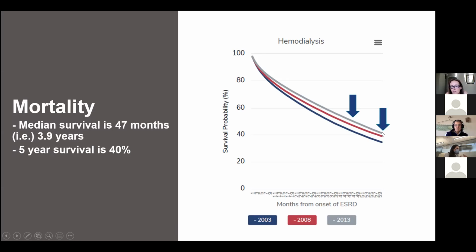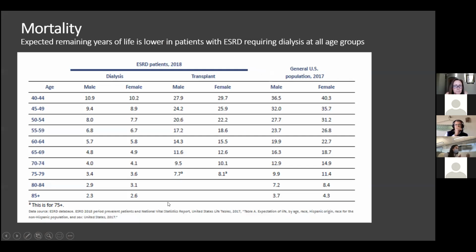And the 5-year survival is 40%. So it begs the question. And so these are actually really stunning statistics. Expected remaining years of life is lower in patients with ESRD requiring dialysis in all age groups.